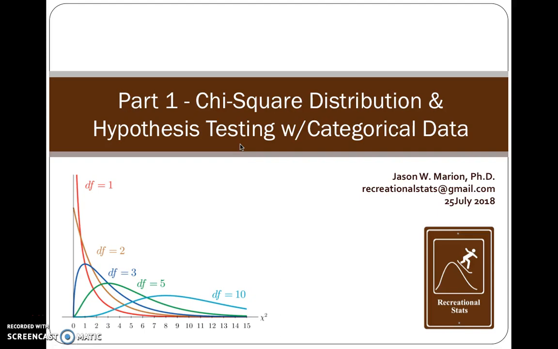Okay, so we've done a little bit with continuous data so far, where we looked at t-testing and so forth. But now we're going to look at categorical data. So remember, there's a difference between continuous and categorical data.